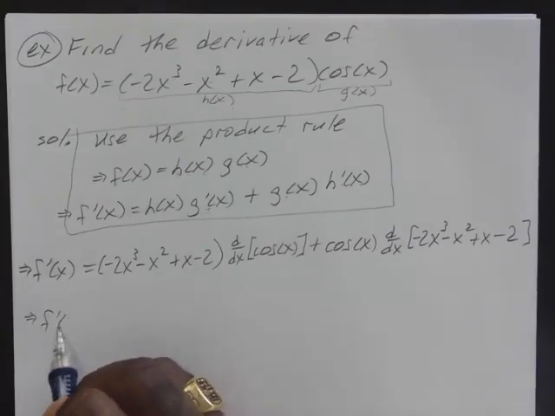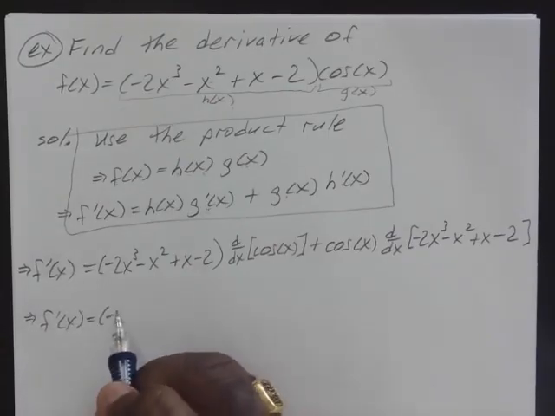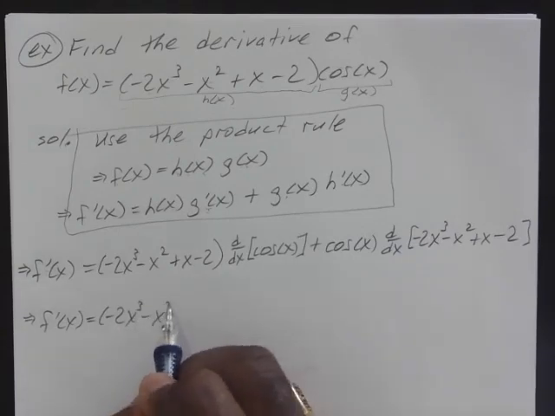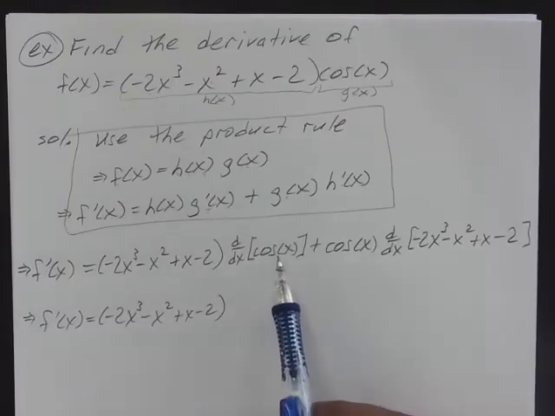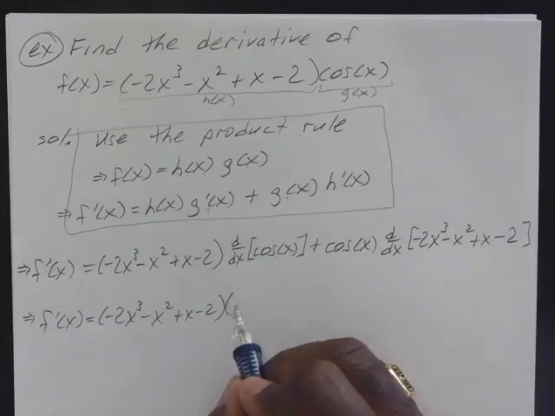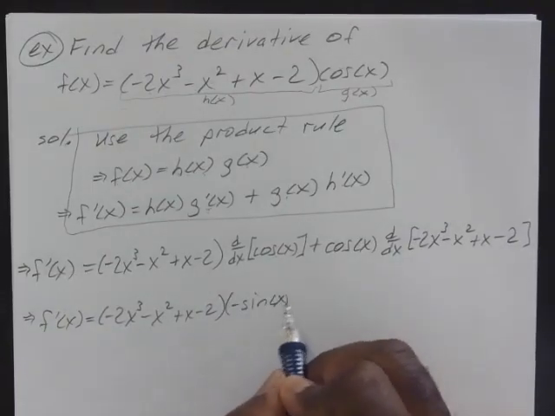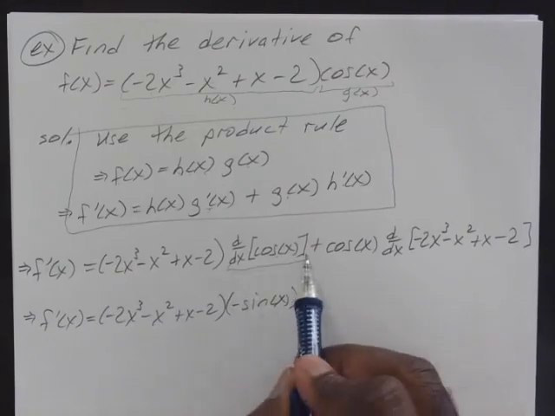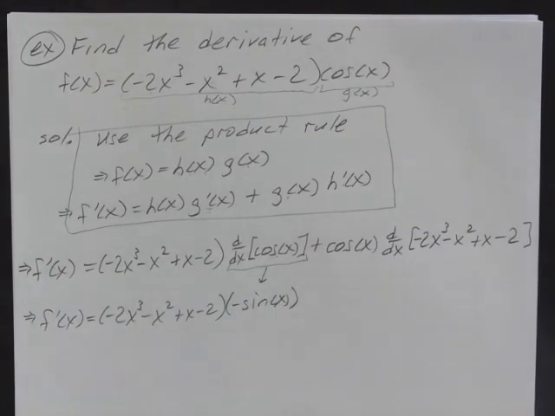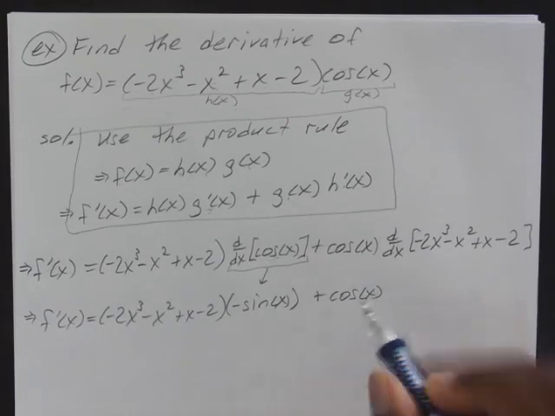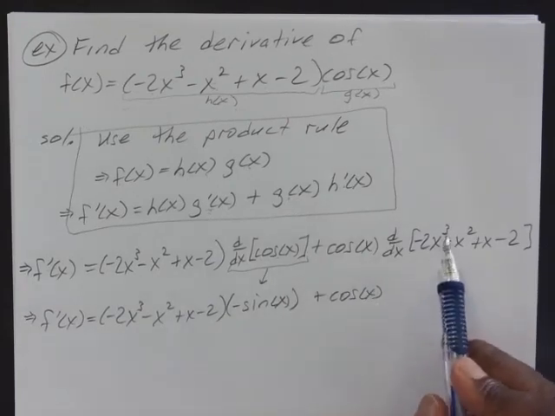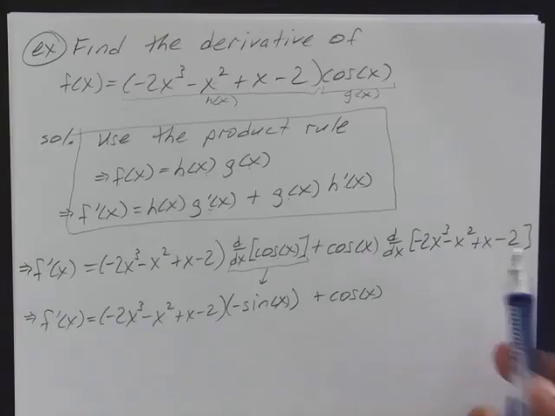Okay, so that means our f prime of x is equal to negative 2x to the third power minus x squared plus x minus 2 times the derivative of cosine, which is negative sine. That's times negative sine of x. So that just became that. Okay, plus cosine of x times the derivative of negative 2x to the third power minus x squared plus x minus 2.